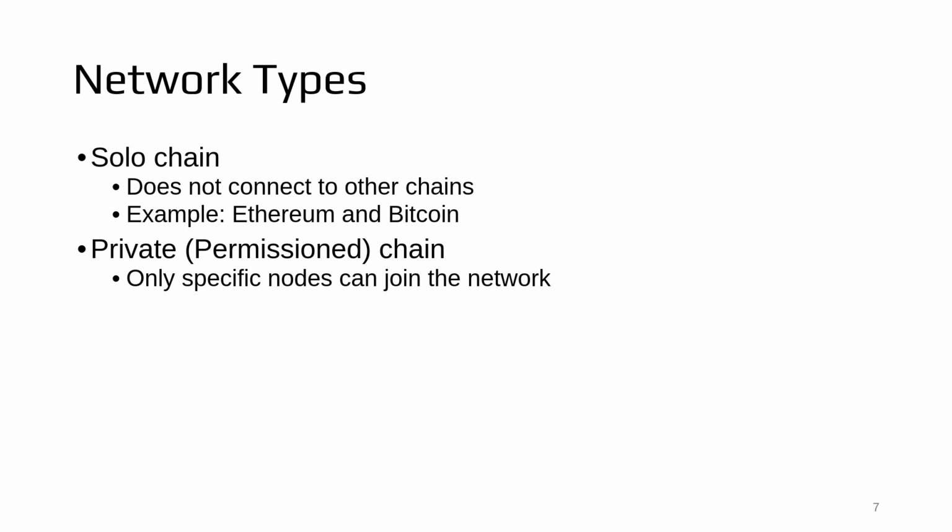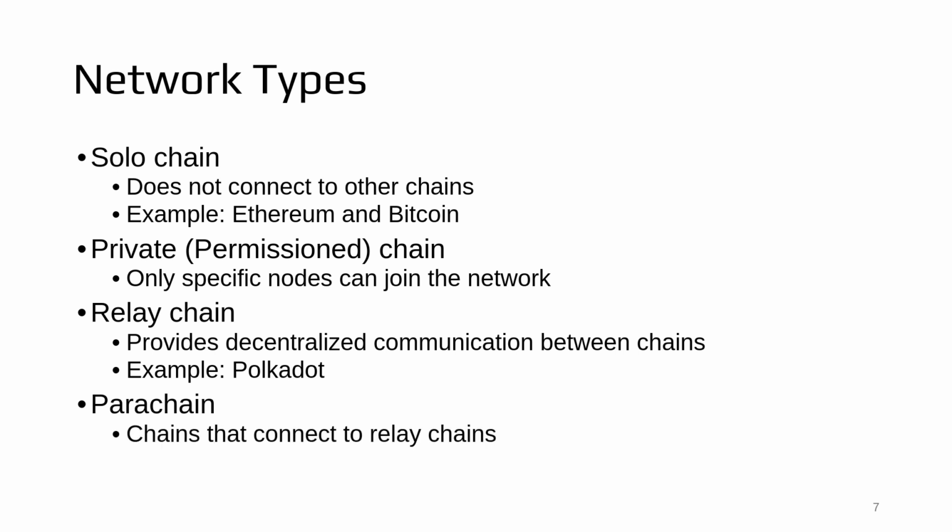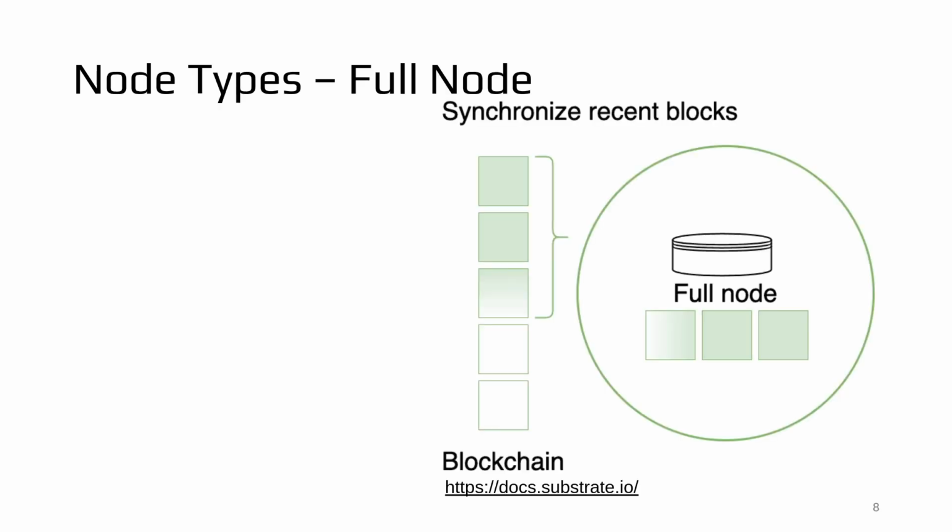And then the last two are specific to the Polkadot ecosystem. You have the relay chain, which can provide decentralized communication between blockchains. It's for interoperability between blockchains, and it's Polkadot itself, basically. And then parachains, which are just chains that connect to the relay chain to utilize its interoperability capabilities.